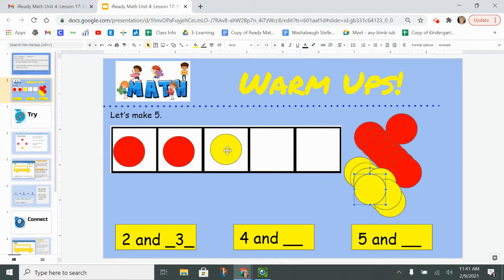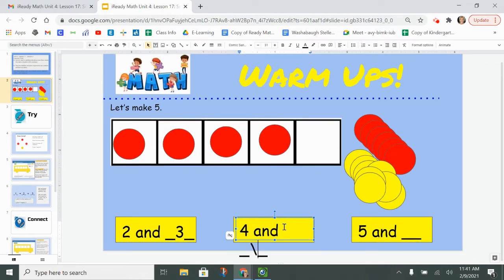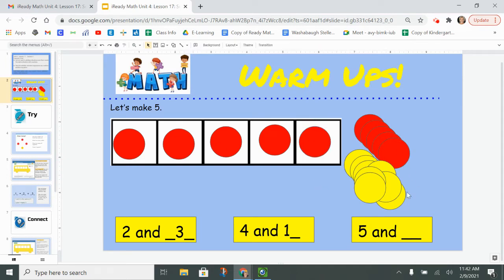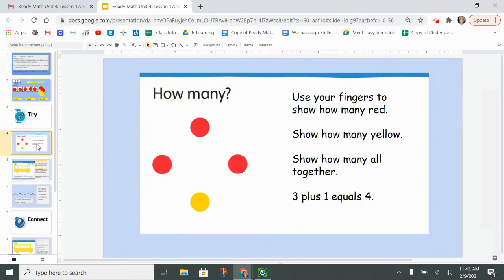Okay, let's do the second one. 4. I want to make sure we have 4. 4 and what makes 5? Good. 1. How about 5? I have 5. 5 and good. 0.